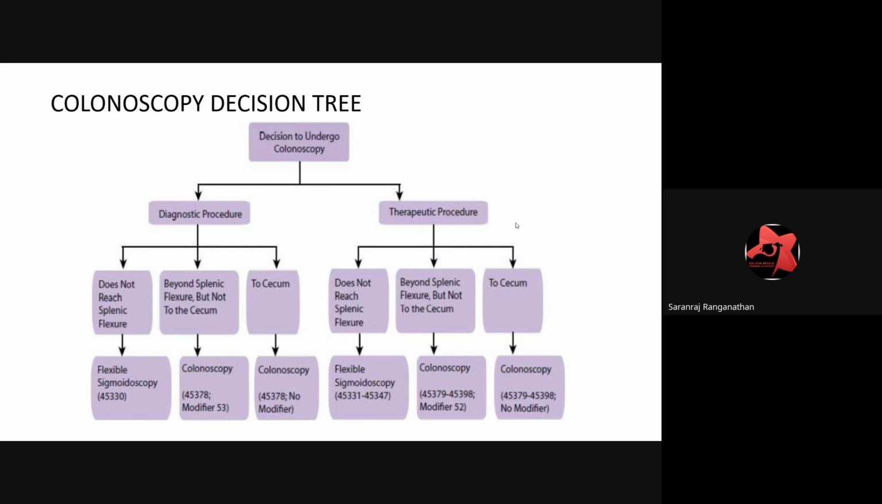Like that, for treatment purpose also, same, if it is started and has not reached the splenic flexure means flexible sigmoidoscopy, the CPT series will be 45331 to 45347. And beyond the splenic flexure but not to the cecum means the CPT series with 52 modifier. 52 modifier means half payment. Okay, reduced service. Then if it reached the cecum means colonoscopy codes, no need to add the modifier, the same CPT series only. We have to add 45379 to 45398.